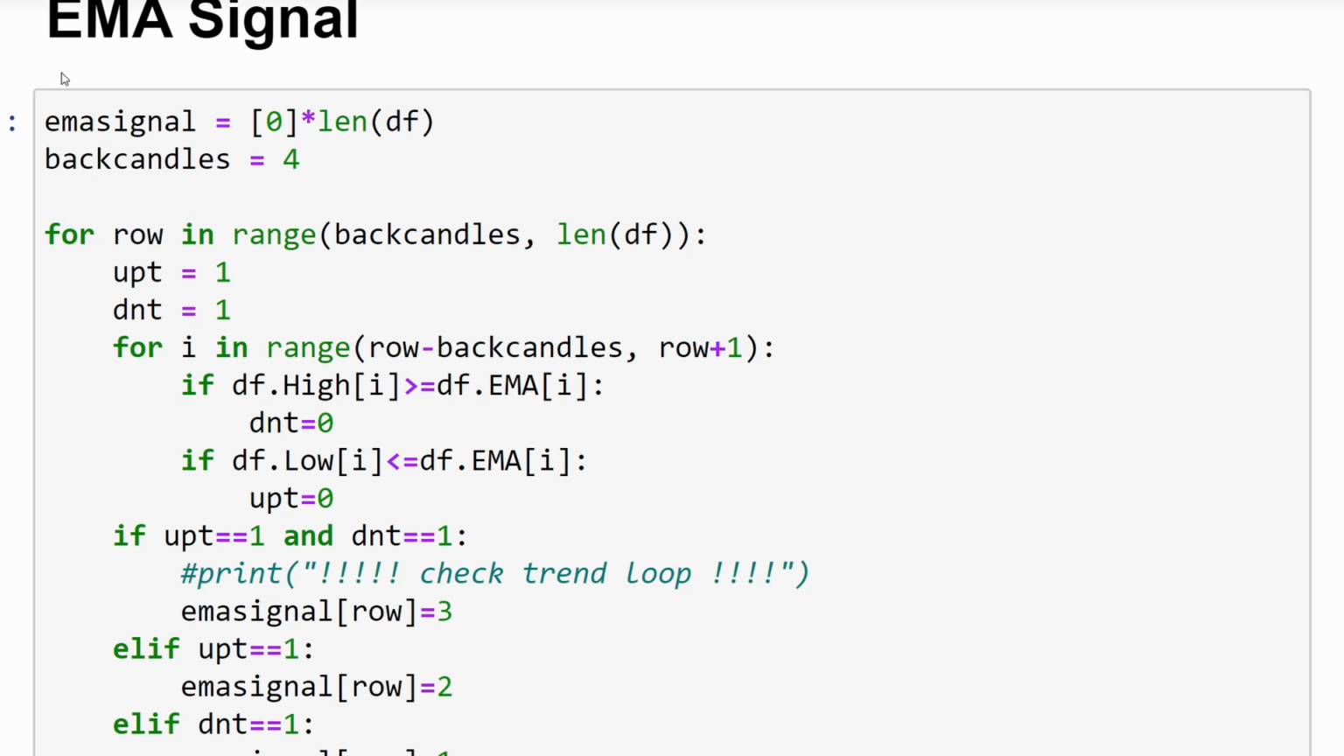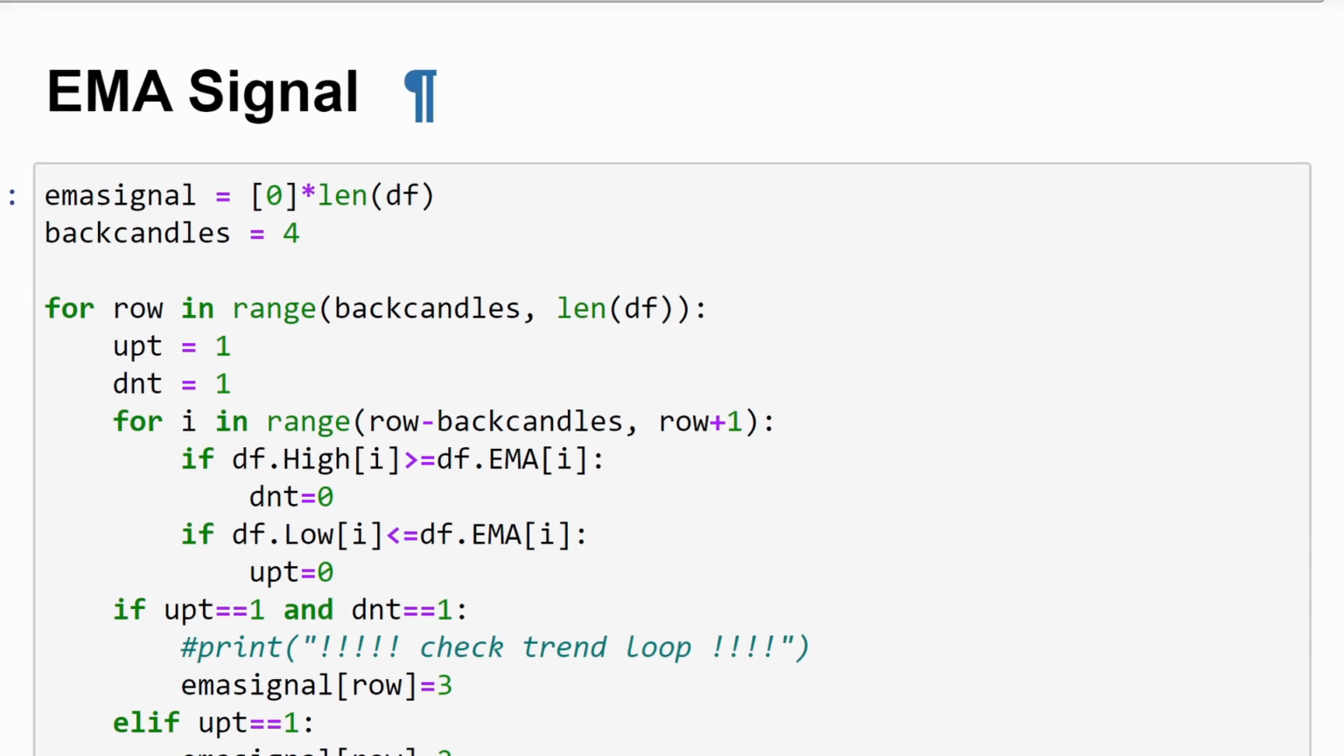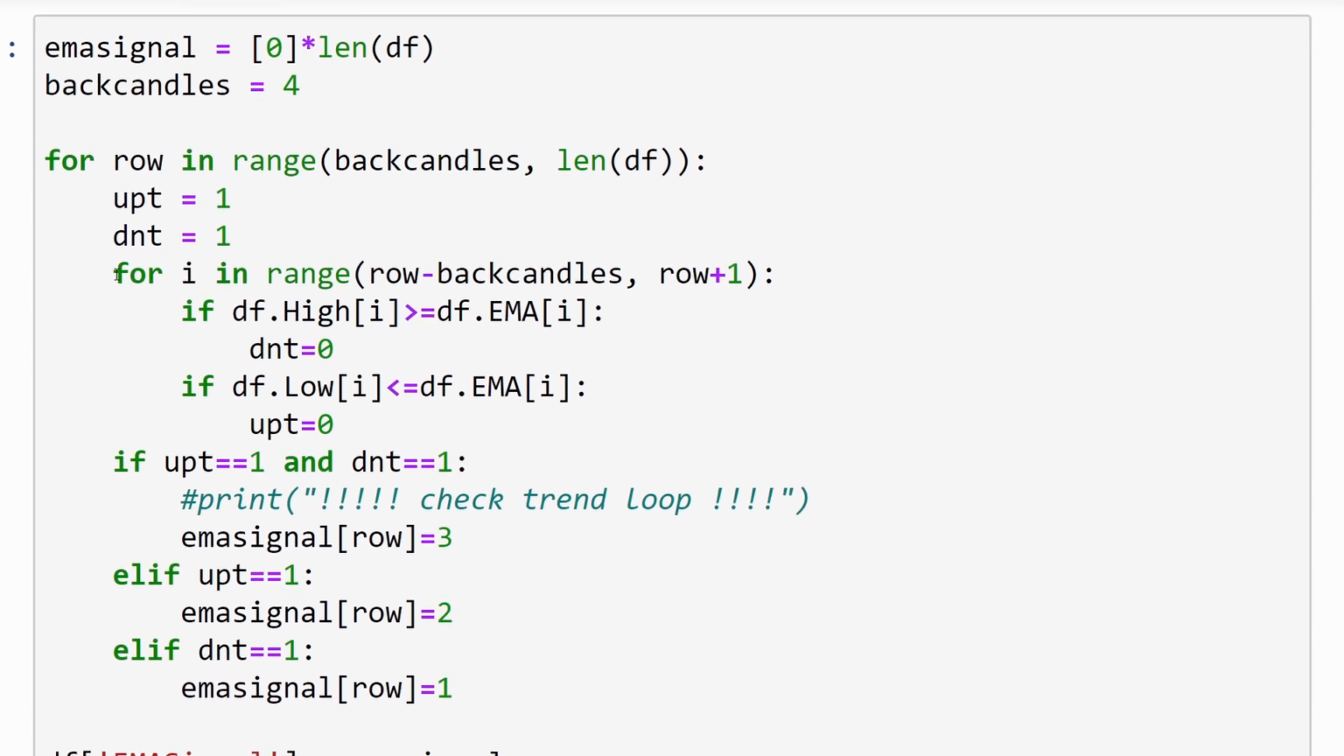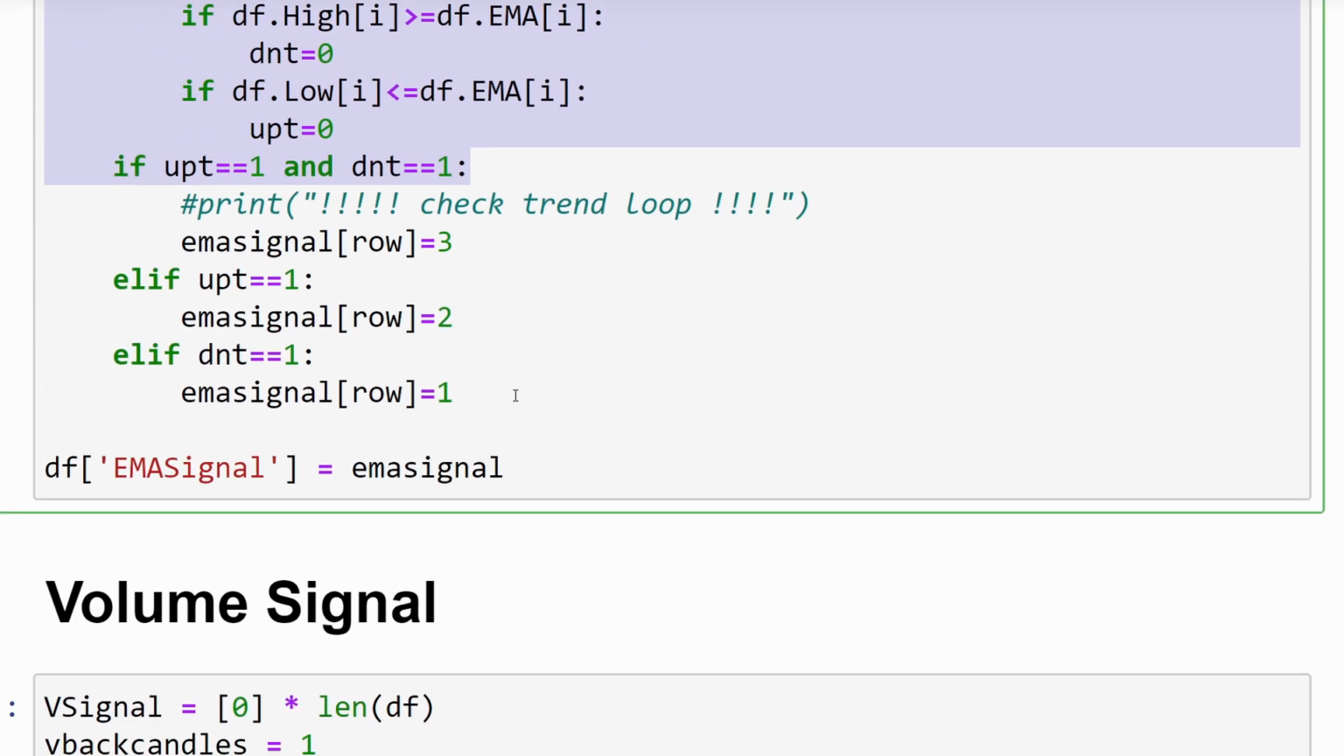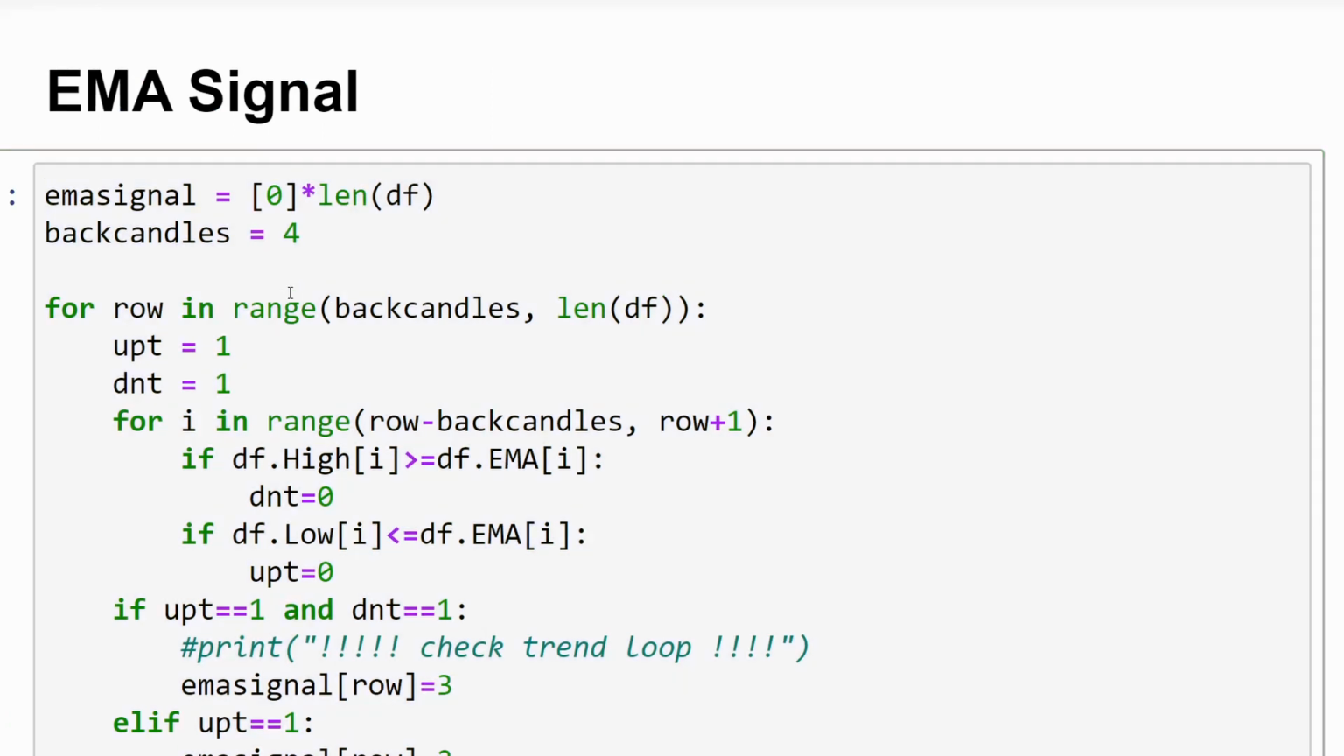Then at this point, we need to compute the EMA signal. Remember that if the candles are trading above the EMA curve, we are in an uptrend. And if we are trading below the EMA curve, it means we are in a downtrend. And here we have written all of this in this cell. So we have a test over each row, each candle.